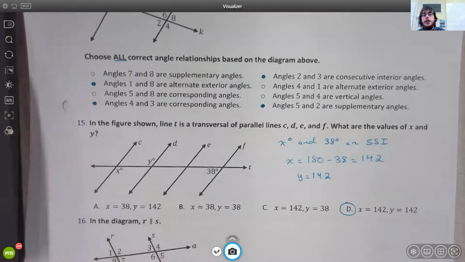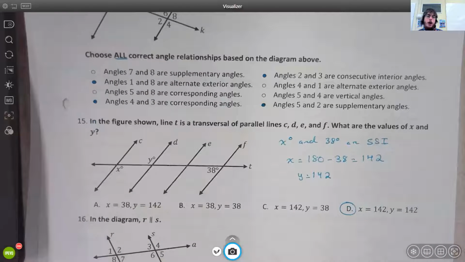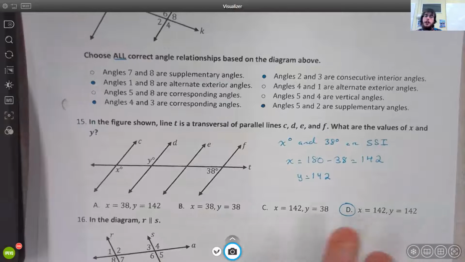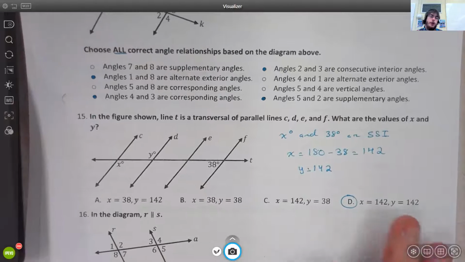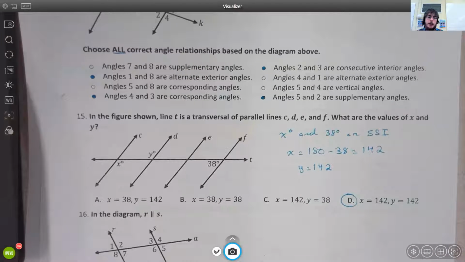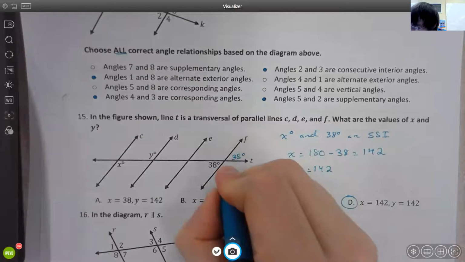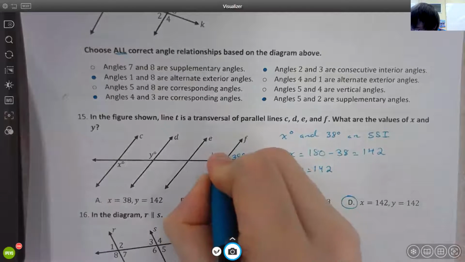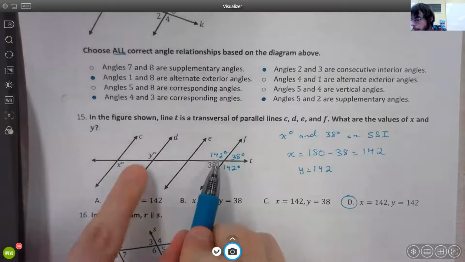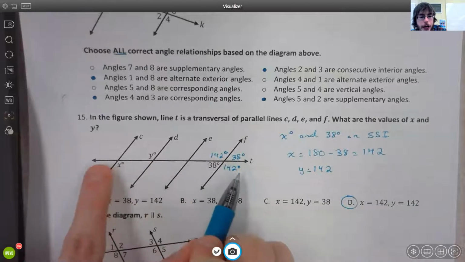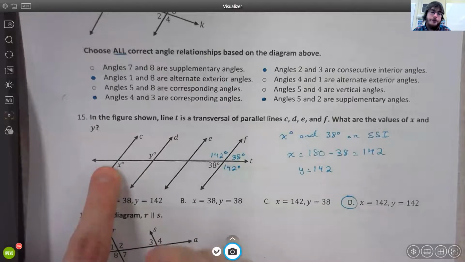So make sure, just because you think they should alternate or whatever else, sometimes your answer choices will indeed have both of them matching. So make sure you watch out for that. And again, the other way you could have done that, 38 degrees, 142, 142. Y matches up with 142. X matches up with 142.